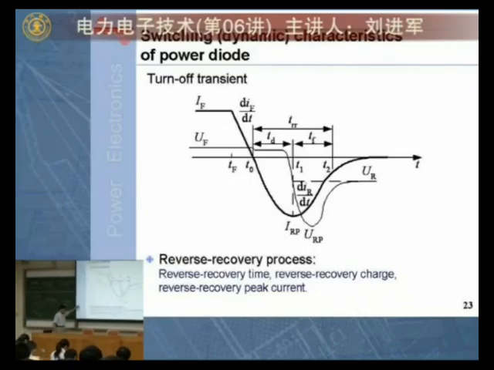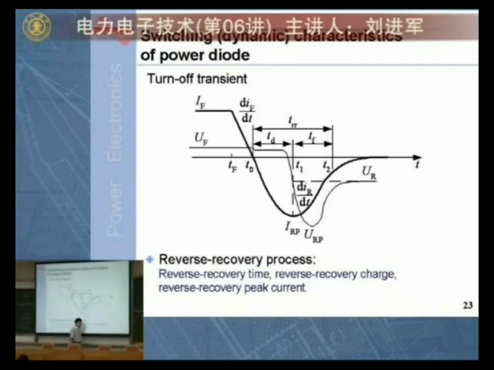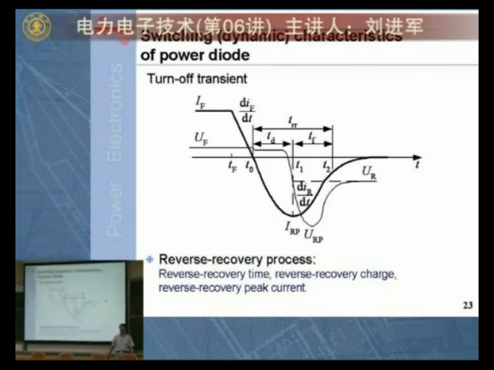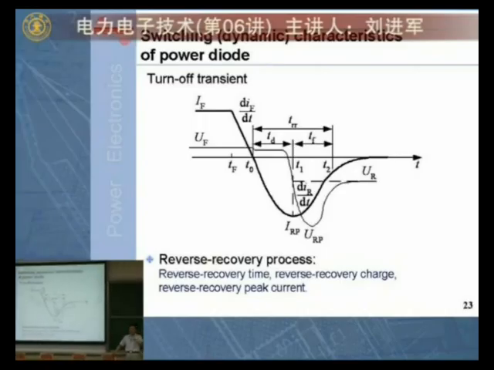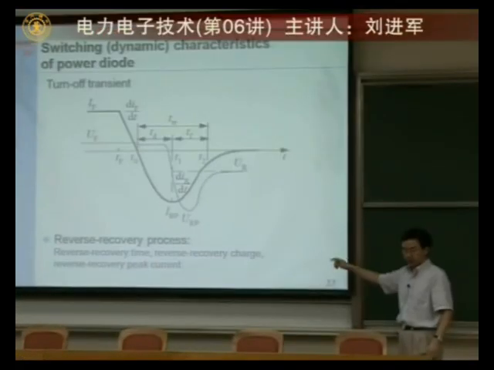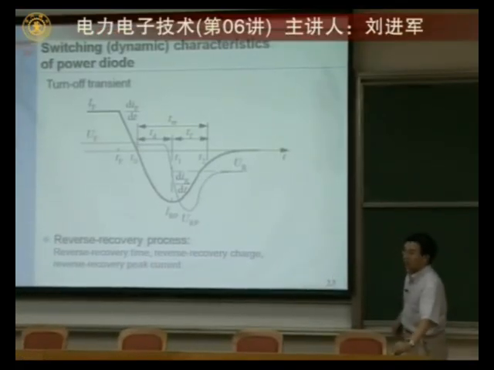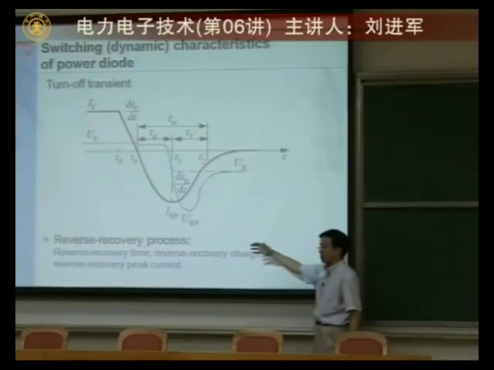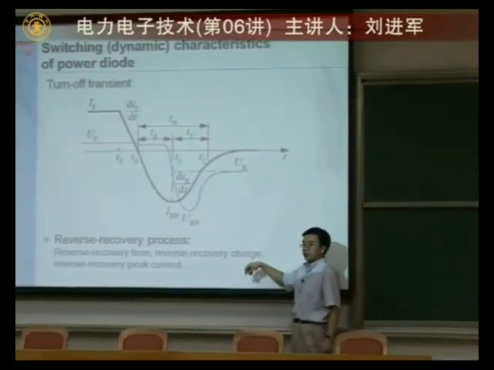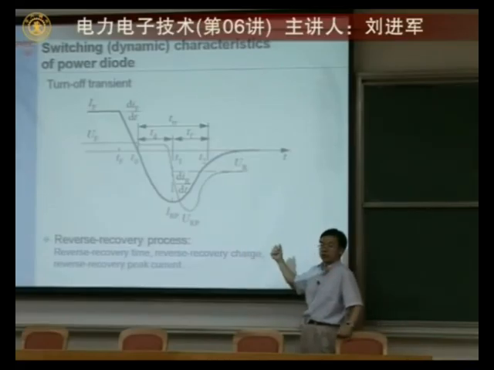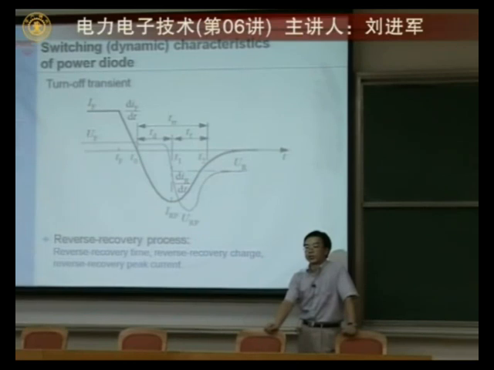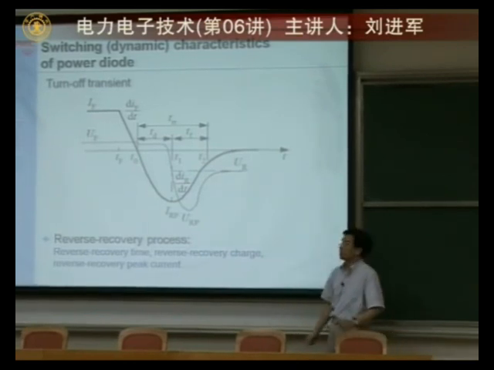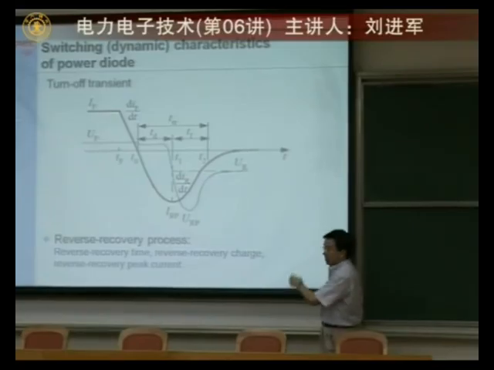But this is different. You never saw this before: switching. In the analog electronics course you learned before, you never talked about this. But here we have to talk about this. Switching means when you turn on or turn off, when the diode is changing from forward direction to reverse direction, or from reverse direction to forward direction, how the diode is performing. That's called switching characteristics, or dynamic characteristics. This is complicated.